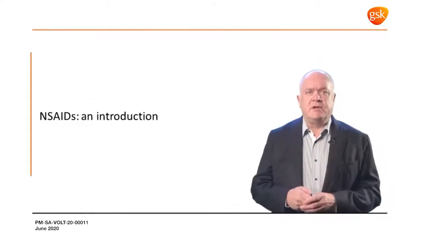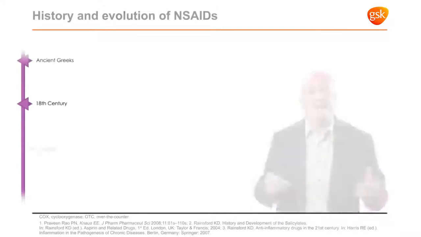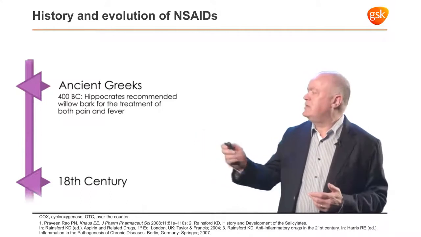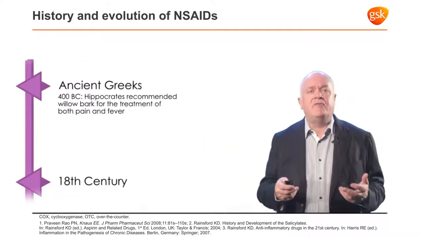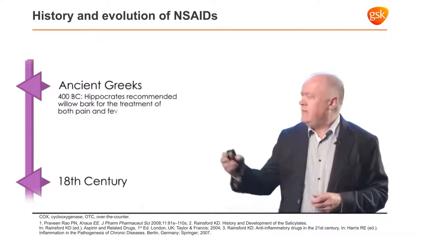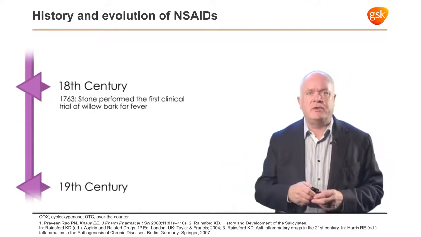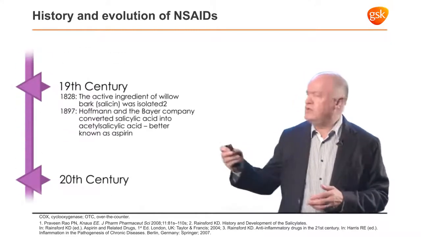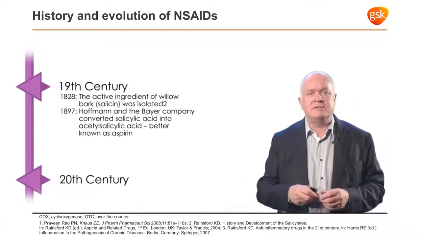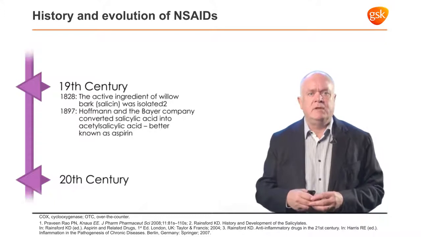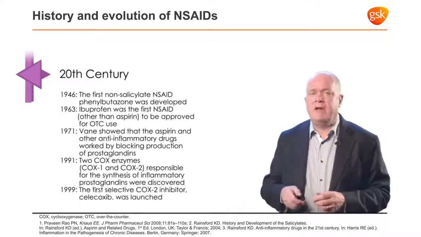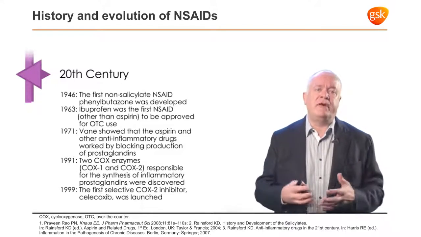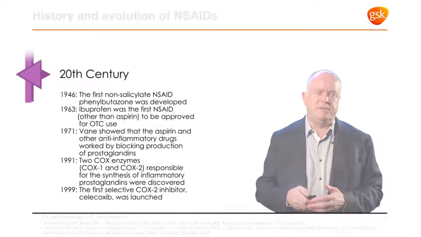So, for our first section, a brief introduction to NSAIDs. The history of anti-inflammatory medication dates back to the ancient Greeks, when Hippocrates recommended that willow bark should be chewed for relief of both pain and fever. In the 18th century, we saw the first clinical trial with willow bark for the relief of fever. In the 19th century, we saw the isolation of the active ingredient of the willow bark and subsequently the development of aspirin. Then, in the 20th century, many of our NSAIDs that we use today, for example ibuprofen, were developed, and also our understanding of their mode of action expanded, culminating in the COX-2 inhibitors.